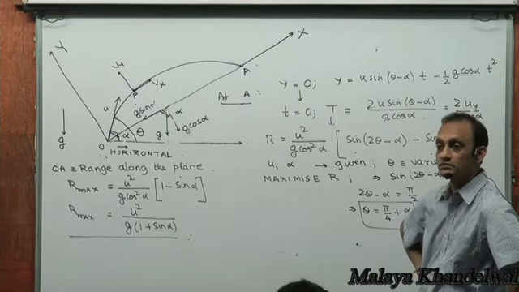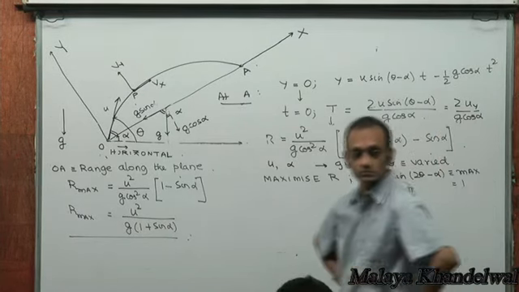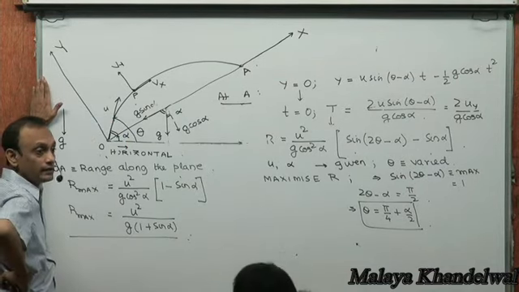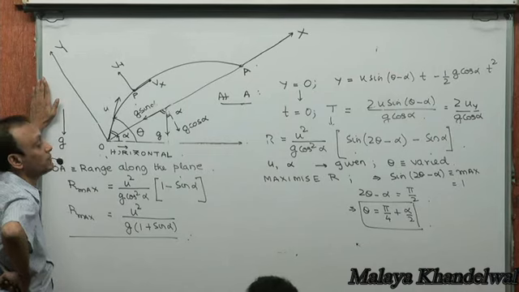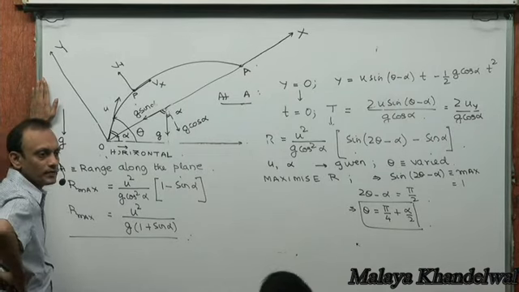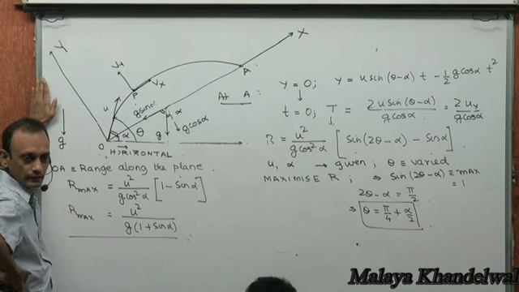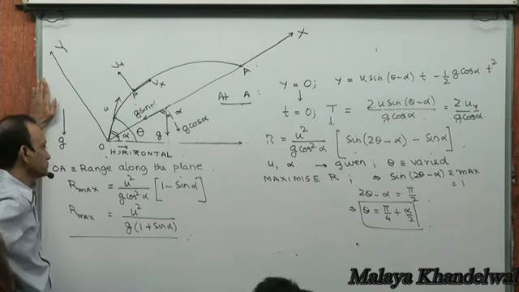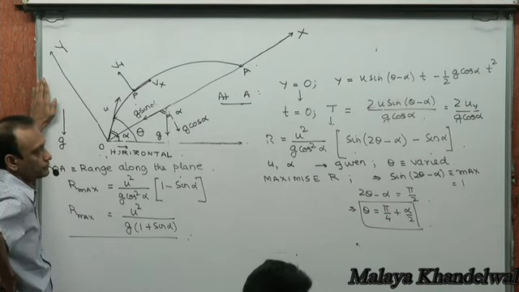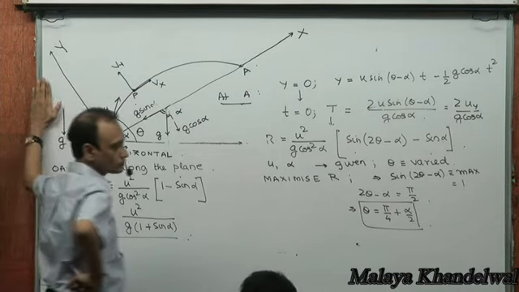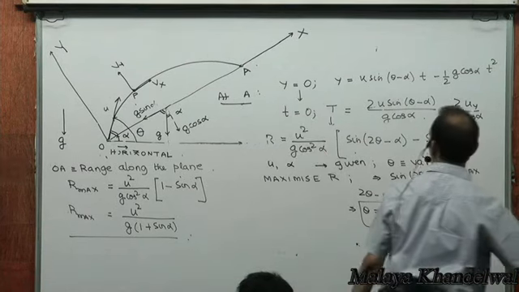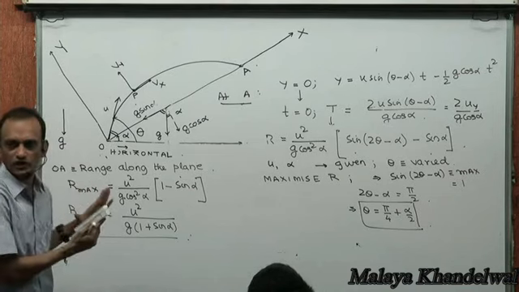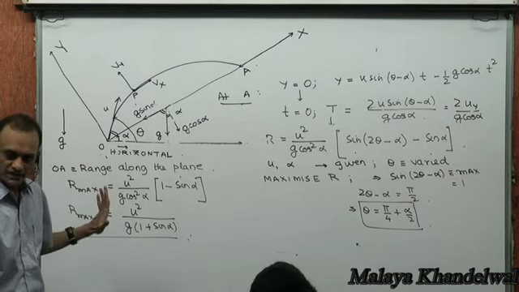Did you all understand this? That's the maximum range achievable along a plane by causing theta to become pi by 4 plus alpha by 2. Alpha is the angle of the plane. Sure, no? Now, all's good so far, right? Can I remove the clutter from here? Everything is fine, right?